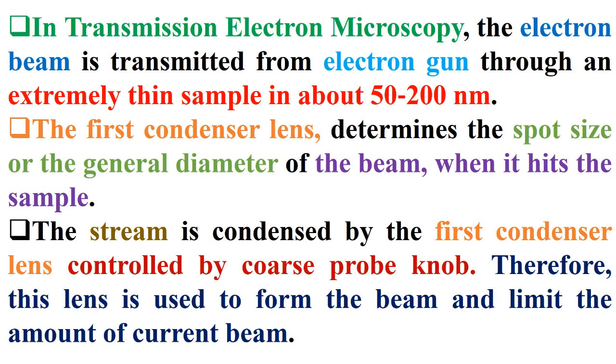to 200 nanometers. The first condenser lens determines the spot size, or the general diameter of the beam, when it hits the sample, and the stream is condensed by the first condenser lens, controlled by the coarse probe knob. Therefore, this lens is used to form the beam and limit the amount of beam current.